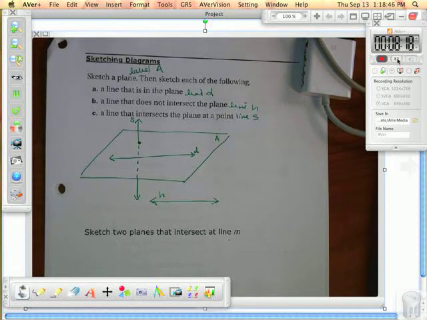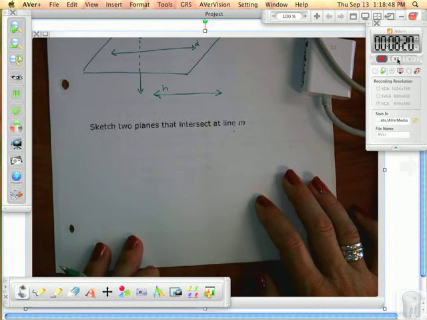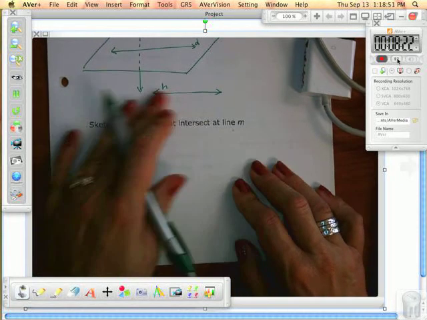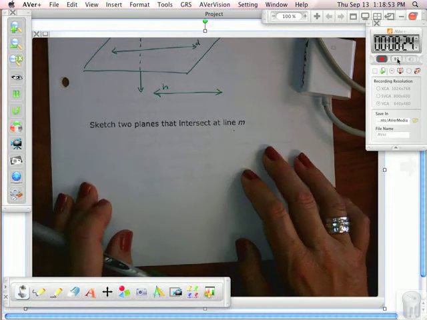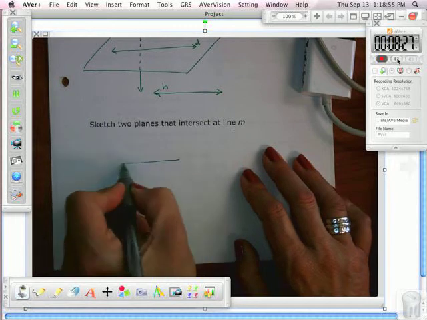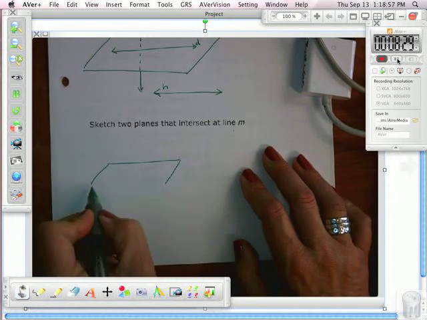All right, let's have some more fun. Sketch 2 planes that intersect at line M. Okay, so we're going to draw 2 planes. The first thing I'm going to do is draw the plane like this, a parallelogram.